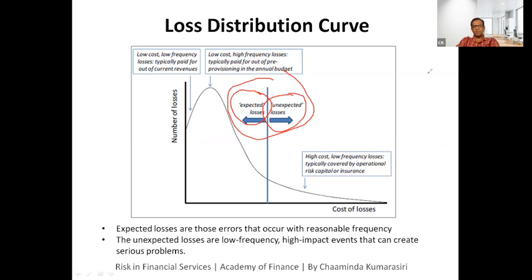Tell me which part is the risk. Do you consider this as risk or this as risk or both as risk or none of them as risk? What is your choice?